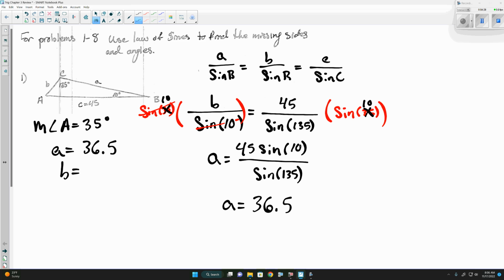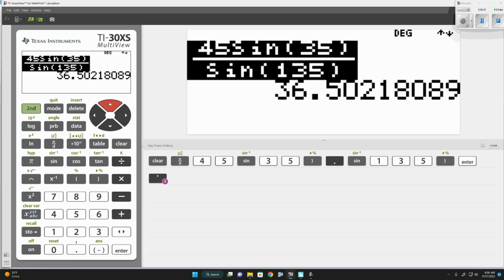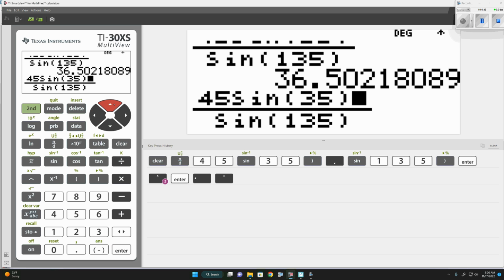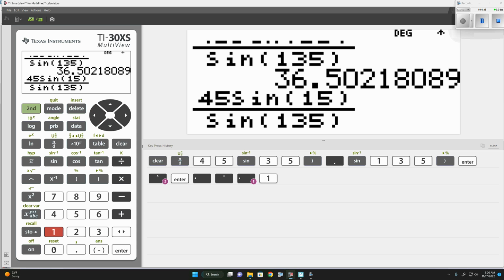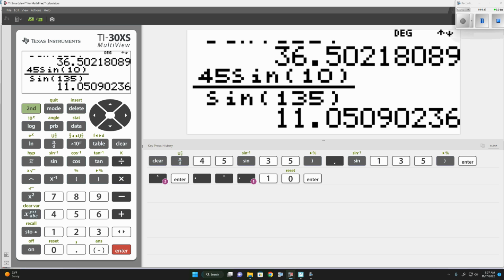So really, in the calculator, I can come reselect this and change this number from 35 to 10, and we got the answer. Does that make sense how we did that? We could have gone through and rewritten everything and worked it all the way through. Or I could have found the first one, 45 sine of 35 all over sine of 135, enter, get my answer, go back, change 35 to 10, and get the other answer, which is 11.05.